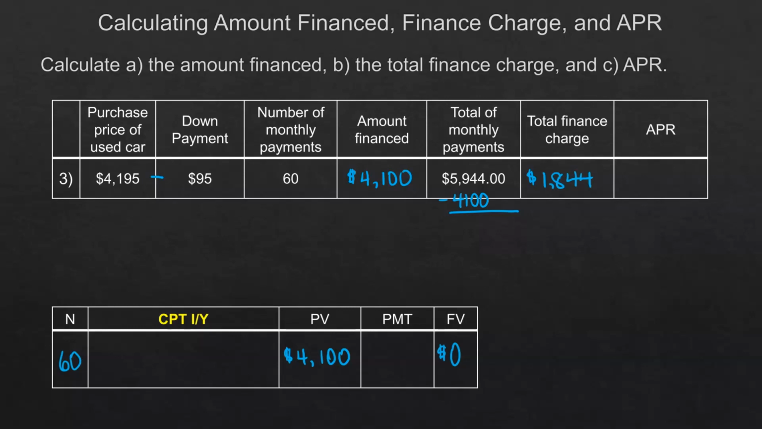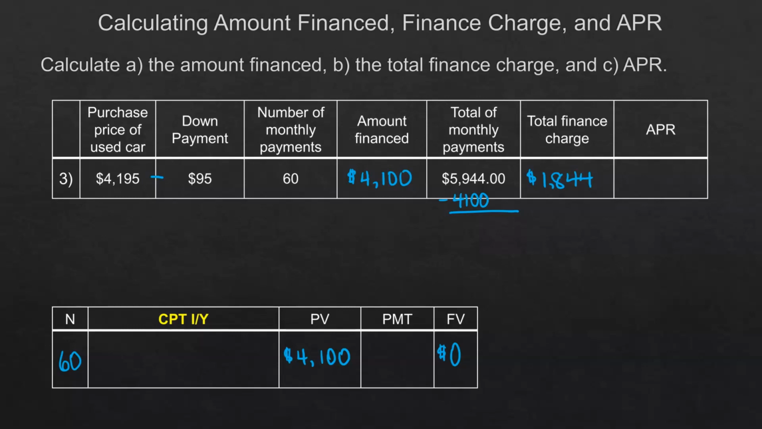If you accidentally push one of those keys, you could get the wrong thing in there, and so you can check that by pushing your recall. You'll see a recall down on the lower left. Recall N, if it says 60, you're good. Recall PV, it says 4100, you're good. You've got it in. Now, we can figure our payment.